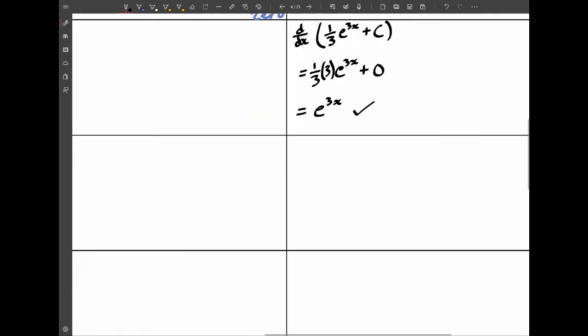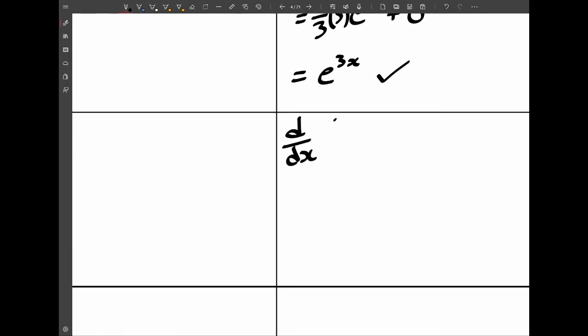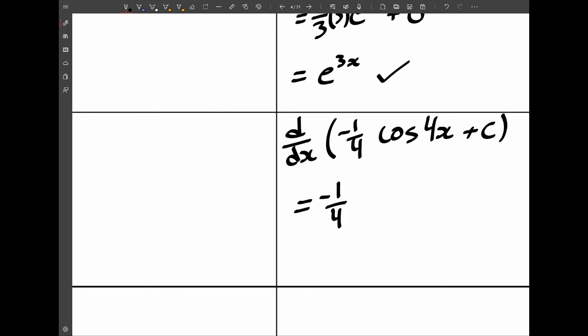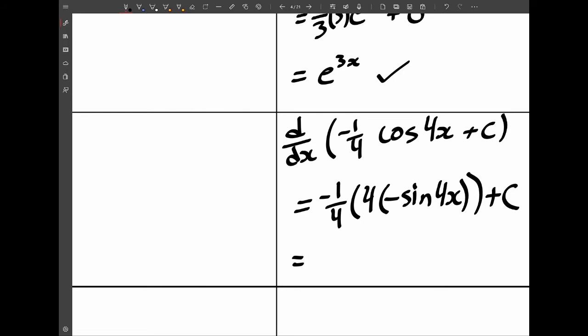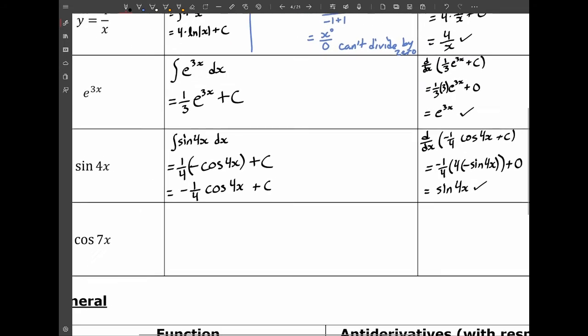So what that gives me over here, if I check, d dx of negative 1/4 cosine of 4x plus c. By derivatives, I get that I have my negative 1/4 out here. The derivative of cos 4x, well, the derivative of cos is negative sine. And we have to multiply by the interior function there, which is going to give me a 4. And then I add my c. And the 4s cancel out, the negatives cancel out, and I'm left with sine of 4x. And, oh, that's a 0, not a c. We took the derivative, it's gone. Negative sine of 4x, and we're done.